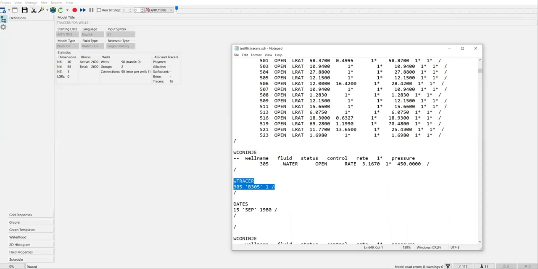Again, if you want to understand more completely the meaning of each keyword, you need to read the manual. So, oh yeah, sorry, the last one here. It means the concentration in the injection stream, the concentration of the tracer, is one.